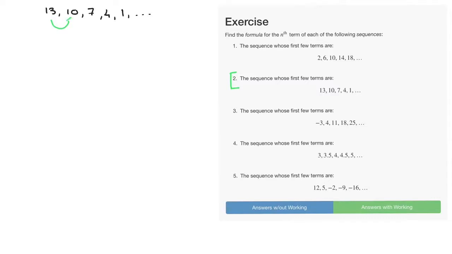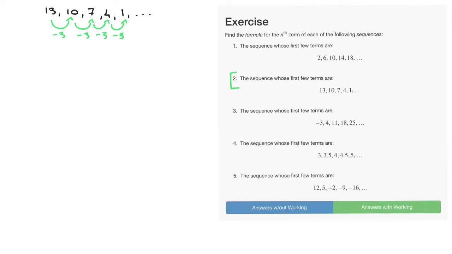So from 13 to 10, we're taking away 3, so we say we're adding negative 3. From 10 to 7, we're adding negative 3 again. From 7 to 4, we're taking away 3, or adding negative 3. And from 4 to 1, again, we're taking away 3, which we should think of as adding negative 3.